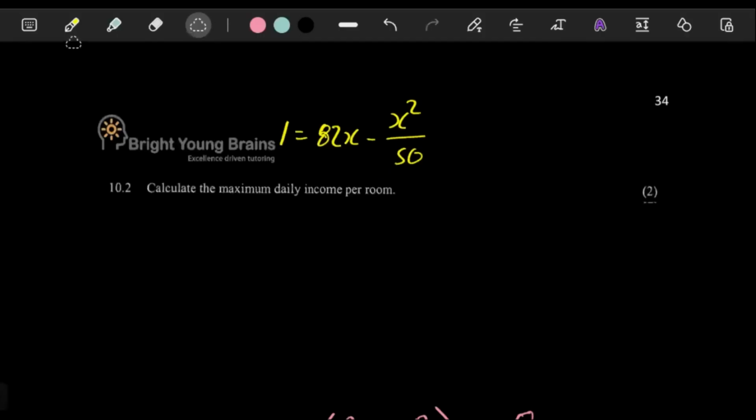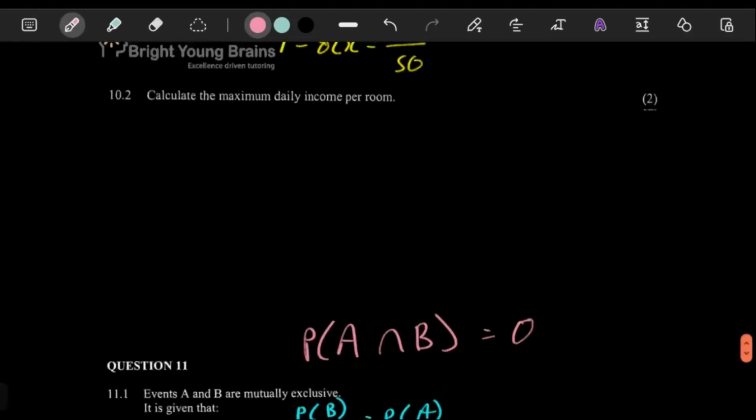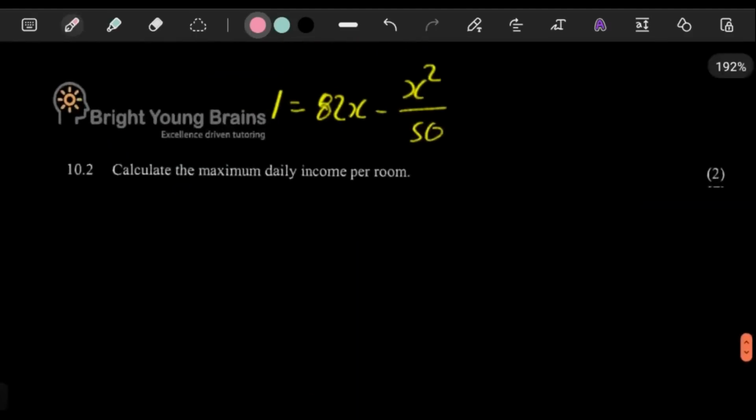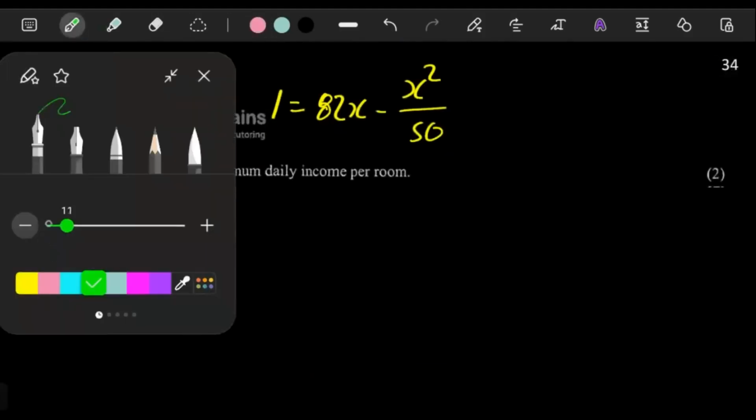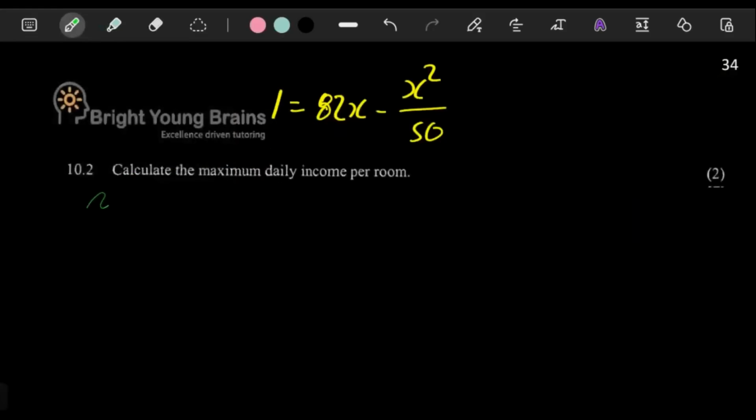Question 10.2 says we should calculate the maximum daily income per room. When you think of the word maximum or anything like that, you should automatically think of differentiating and making your equation equal to 0. In this case, before you differentiate, you have to make sure that you put everything in order.